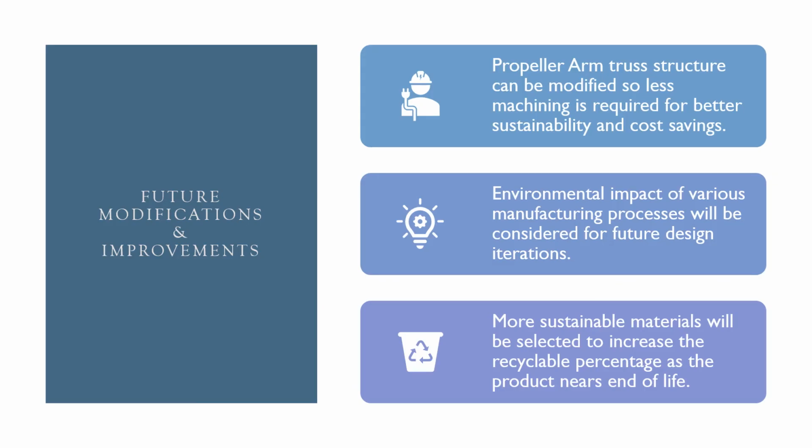Wrapping up the findings from the modeling and analysis, future improvements and modifications can be considered. The propeller and arm components were seen to have a very high manufacturing cost due to the required machinability. Therefore, simplifying the design as well as reducing the dimensions would help save costs.